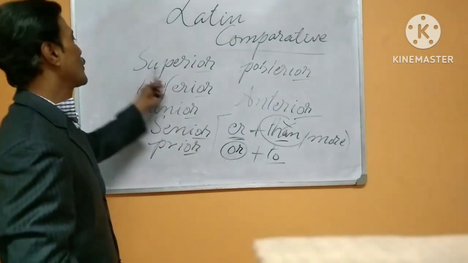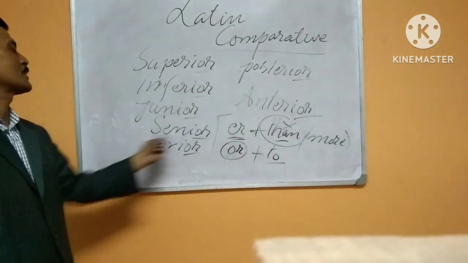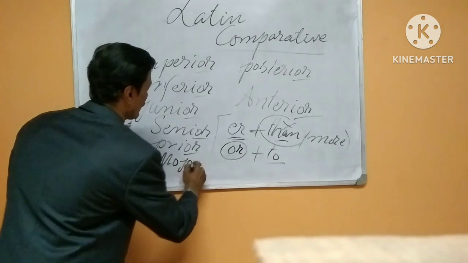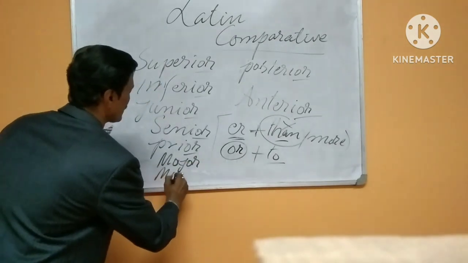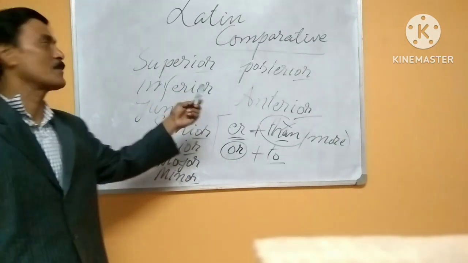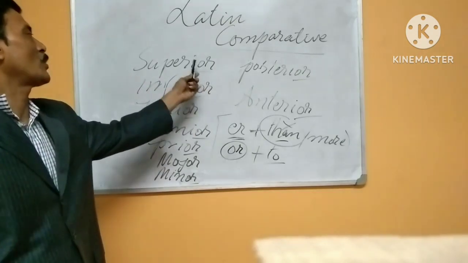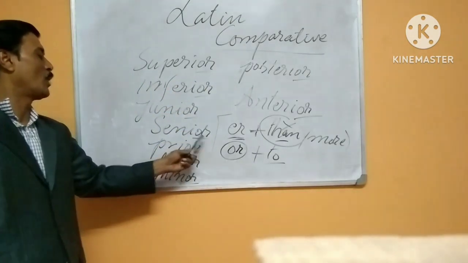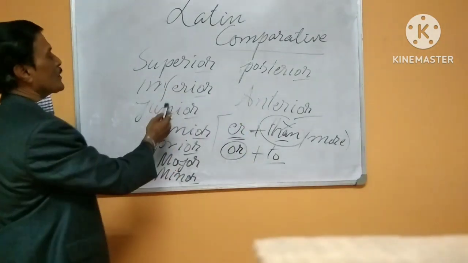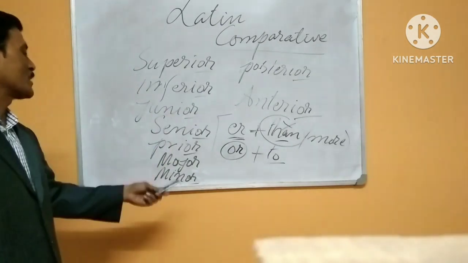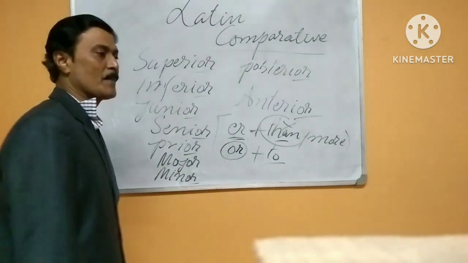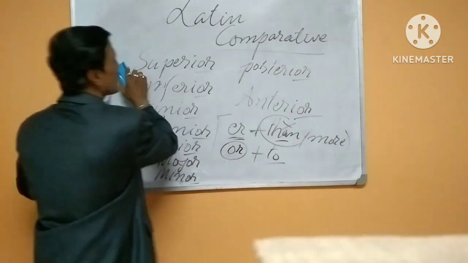Next, again repeat: superior, inferior, junior, senior, prior, also major, minor. Please look at the board: all the time the Latin word ends in -or. So let's start. Superior, inferior, junior, senior, prior, major, minor, posterior, anterior. If I give examples, I make sure all of you understand. Okay, let's start.